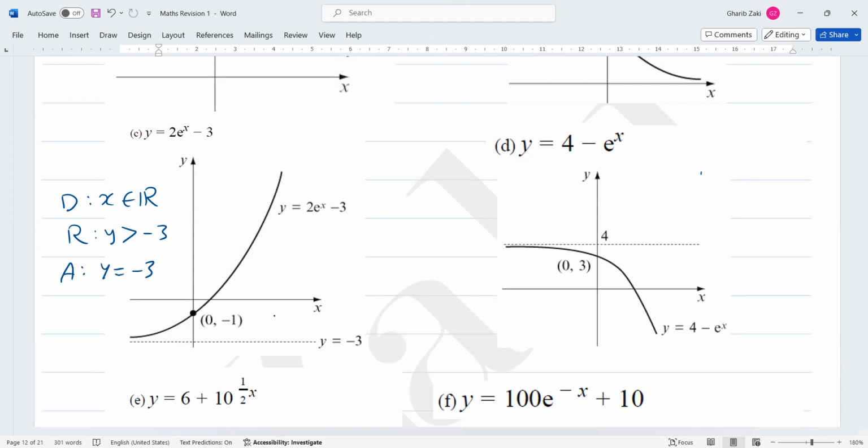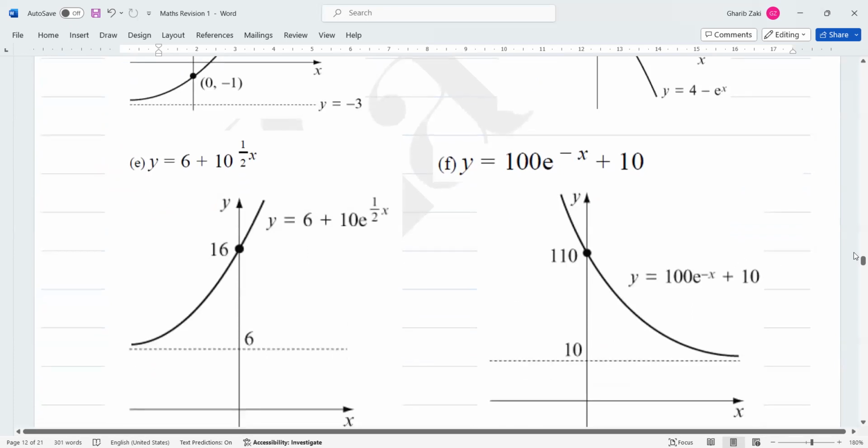Part D, the domain x belongs to R. Can you see? For all e power x, the domain x belongs to R. What is the range? All the curve is below y equal 4. So the range, the values of the function, are less than 4. Asymptote, y equals 4.